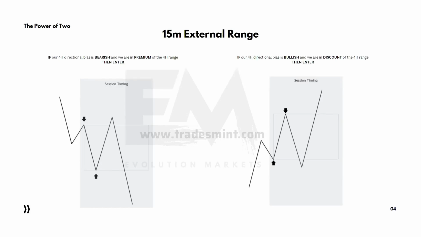So that is a typical 15-minute entry. Let's have a browse onto our 15-minute external ranges now. If our directional bias is bearish and we are in a premium of a 4-hour range, then we can look for an entry. The entry that I just spoke about, the 15-minute ES entry, the extended sweep entry.